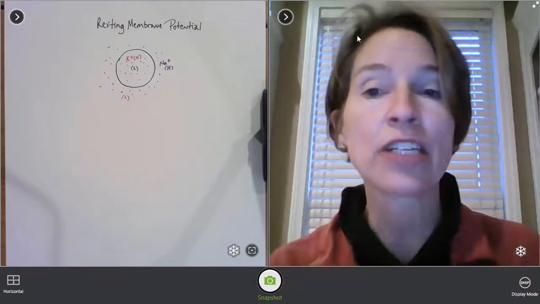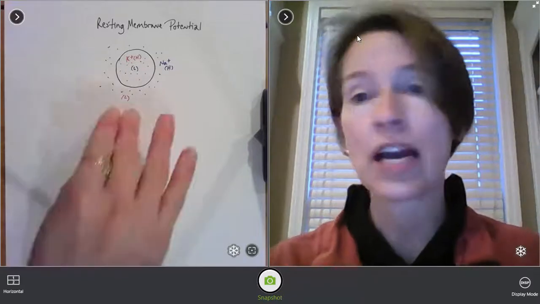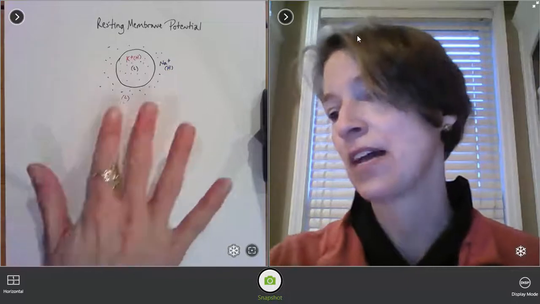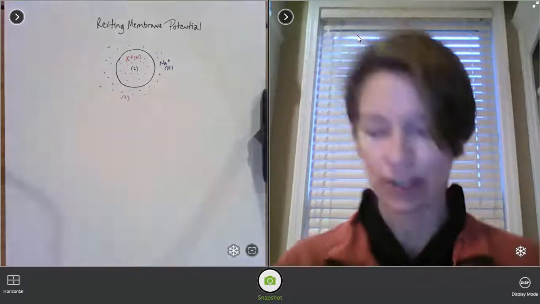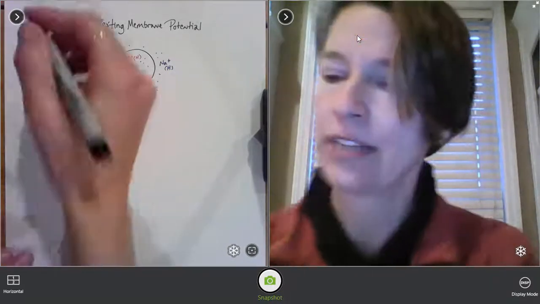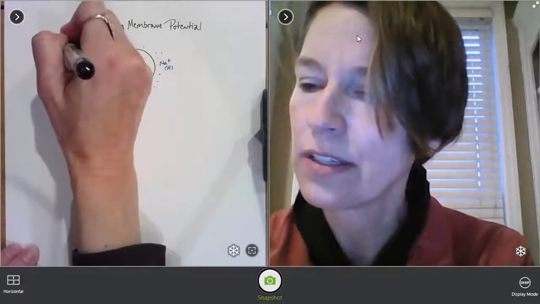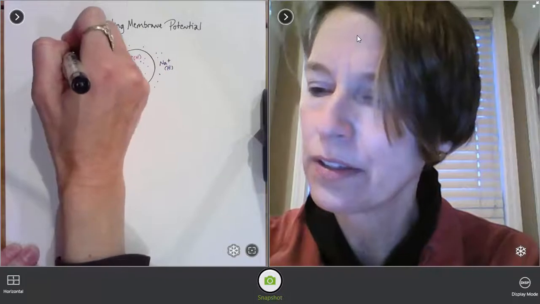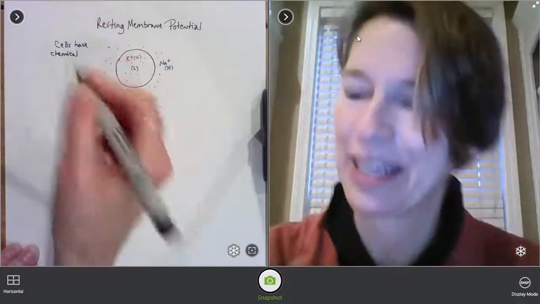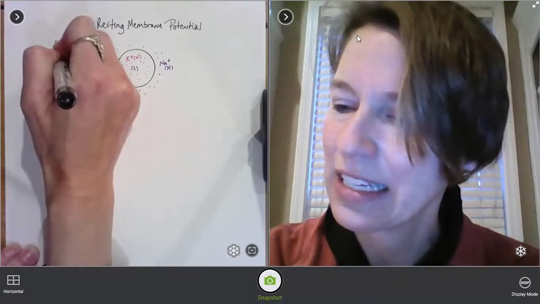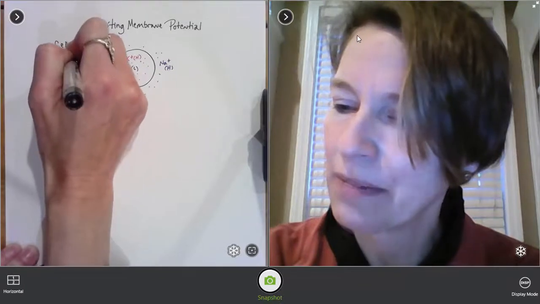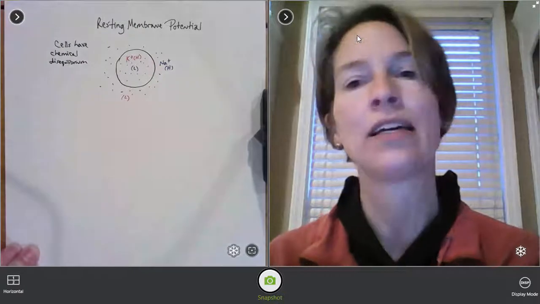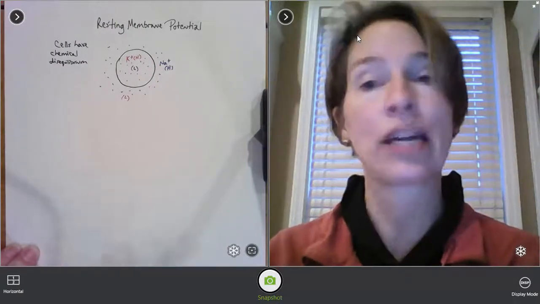And I'm especially zoning in on these ions because we're going into the nervous system here, and these are the most important ions for the nervous system. So let's write that down. Cells have chemical disequilibrium, which has to do with the fact that there's a high concentration or low concentration. They're not equal on both sides.